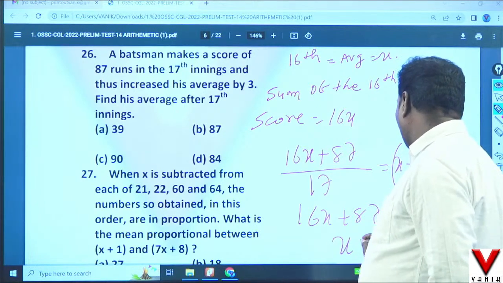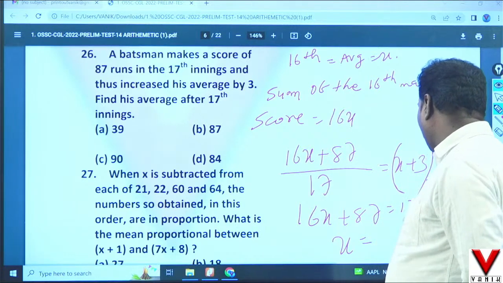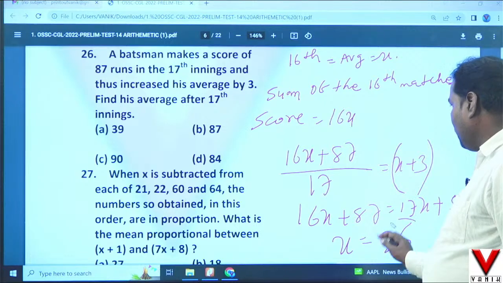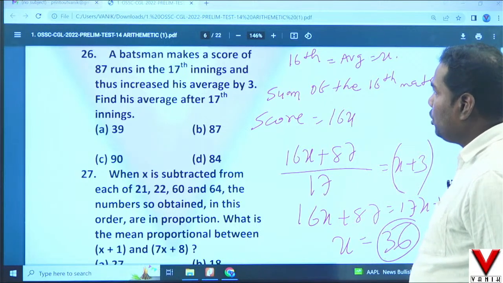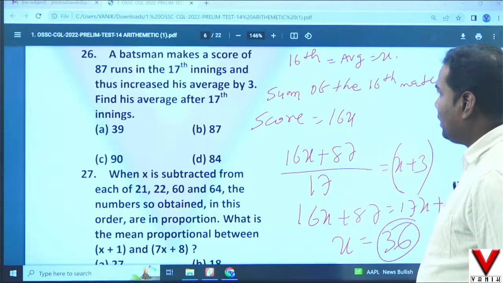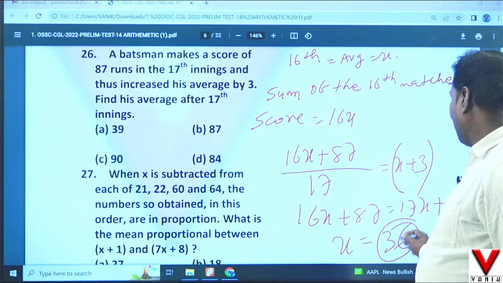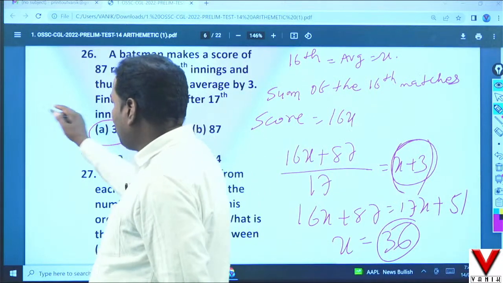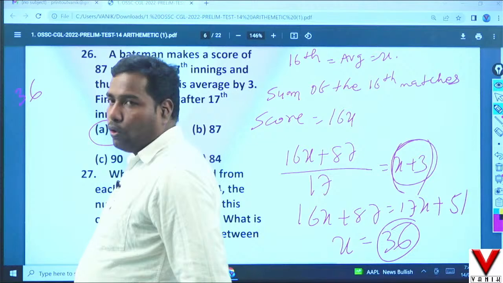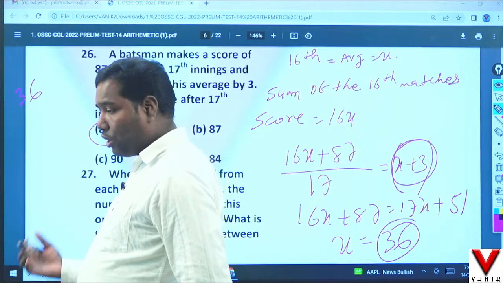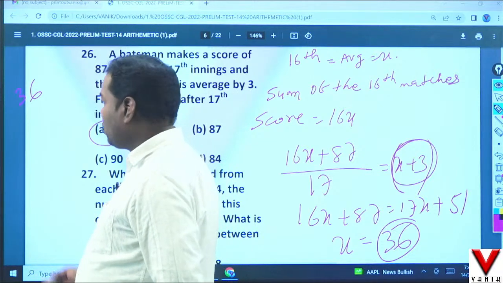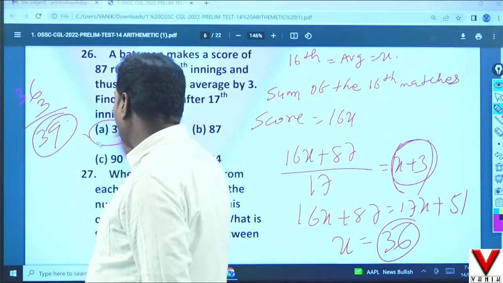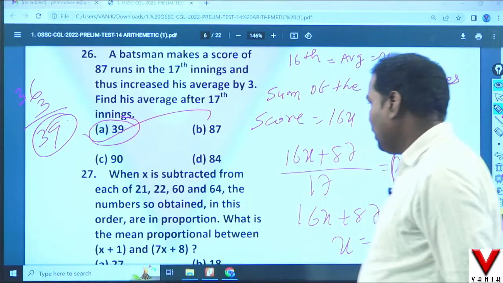So x is equal to 87 minus 51. 7 minus 1 is 6, then 8 minus 5 is 3, so 36. Then the question here: find his average after the 17th innings. 36 plus 3 is 39, option A, because the 16th-match average we got is 36, and when we add the 17th innings run, that average will increase by 3, so 36 plus 3 is 39. Option A is our correct answer. Clear? Come to the next number.